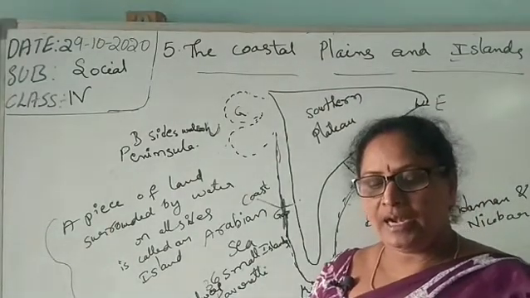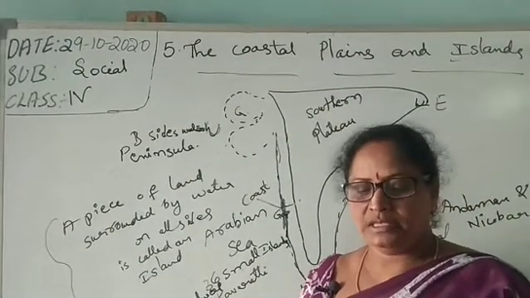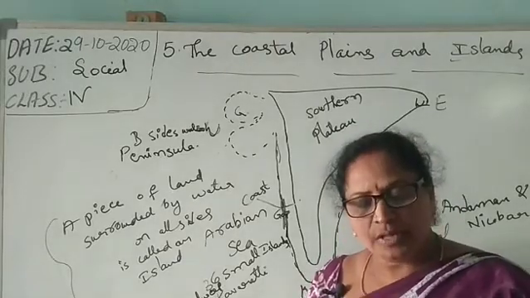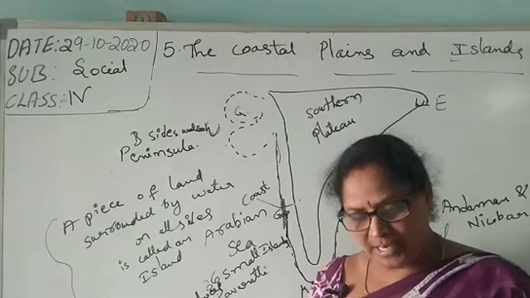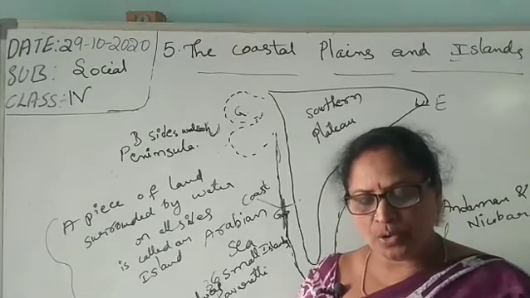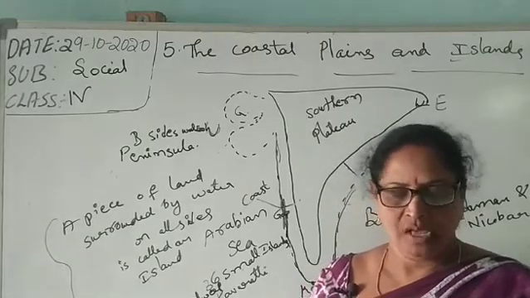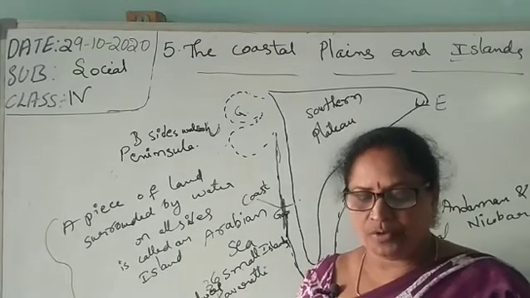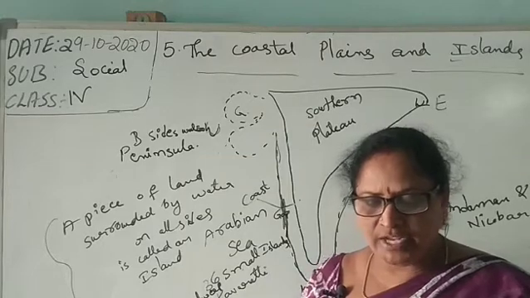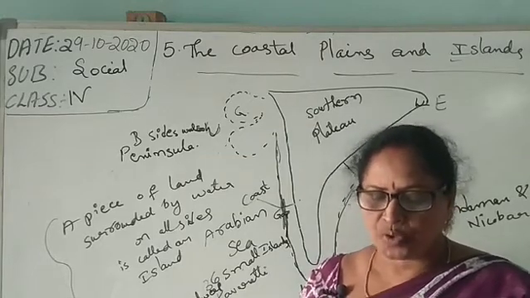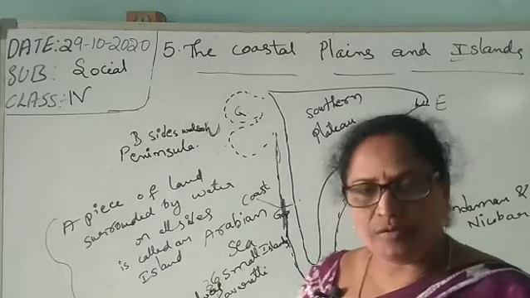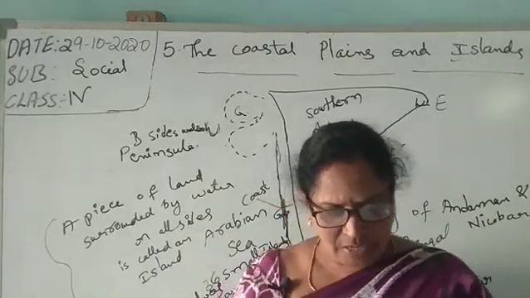Okay children, Lakshadweep is the smallest union territory of India. It consists of 36 small islands in the Arabian Sea, out of which only 11 are inhabited. These islands are of coral origin. They were formed by the deposition of dead bodies of corals over a long period. Kavaratti is the capital of Lakshadweep. And let us revise.